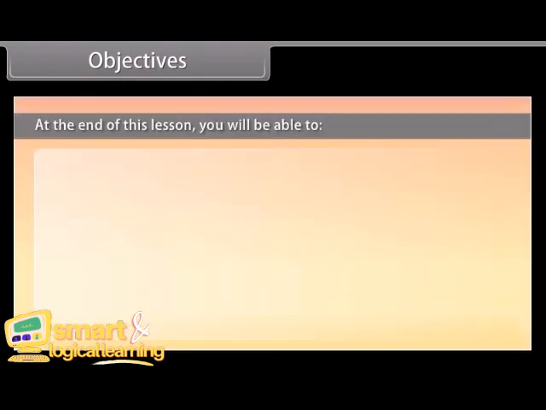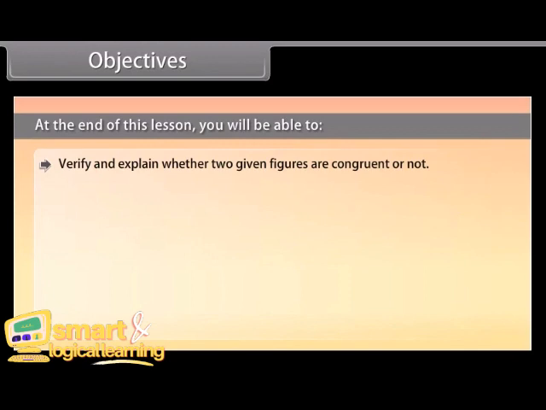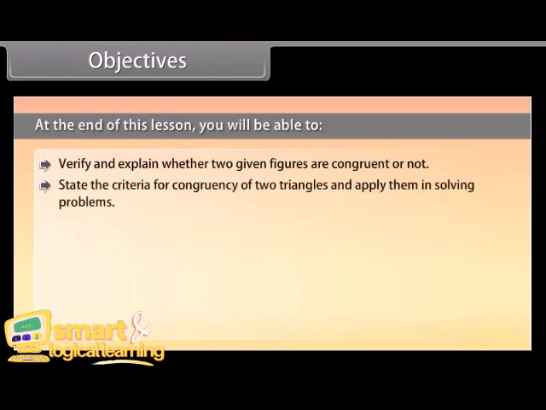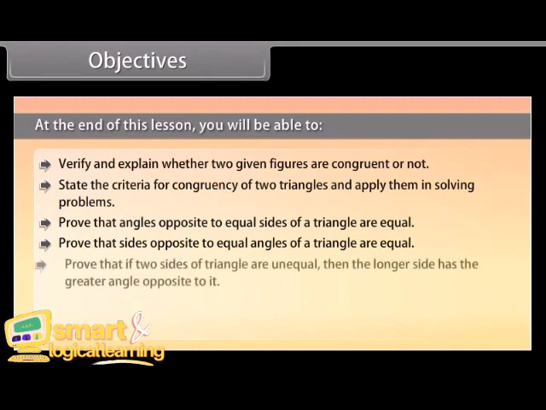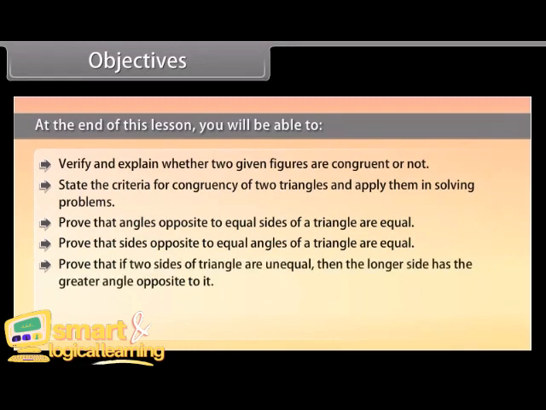Objectives. At the end of this lesson, you'll be able to verify and explain whether two given figures are congruent or not, state the criteria for congruency of two triangles and apply them in solving problems, prove that angles opposite to equal sides of a triangle are equal, prove that sides opposite to equal angles of a triangle are equal, prove that if two sides of triangle are unequal, then the longer side has the greater angle opposite to it.